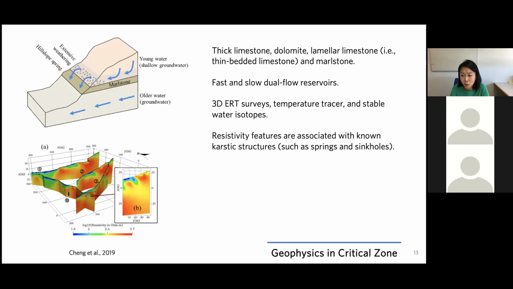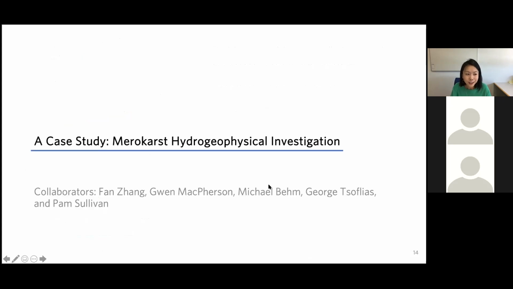So as a result, most of the water stored in the hillslope is likely to flow out in the form of spring water rather than going deeper to recharge the groundwater. So with all of this in mind, I want to take you back to the mid-continent, to Kansas, and show you a case study of a mid-continent karst hydrogeophysical investigation in the Kansas region. This is a project I did with my previous KU colleagues and some other colleagues, and I want to thank all my collaborators on this project.